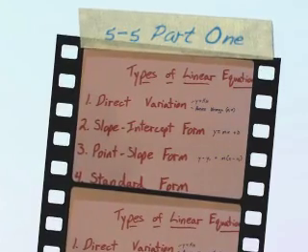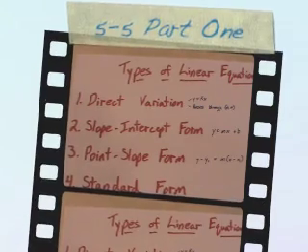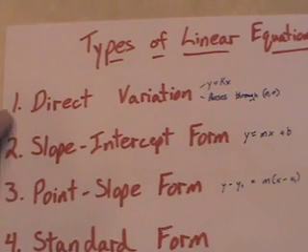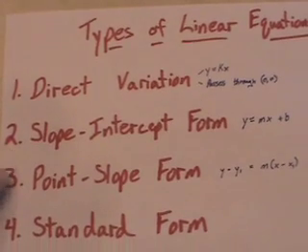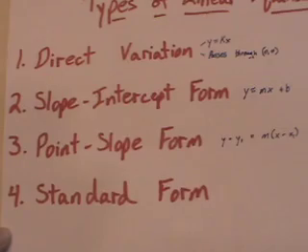Lesson 5-5. I'm splitting this one up into two parts, not because it's very difficult, but because it's very important. So we're going to go slowly and make sure everybody's got everything. We have already done direct variation, slope-intercept form, and point-slope form. So today we are starting standard form.